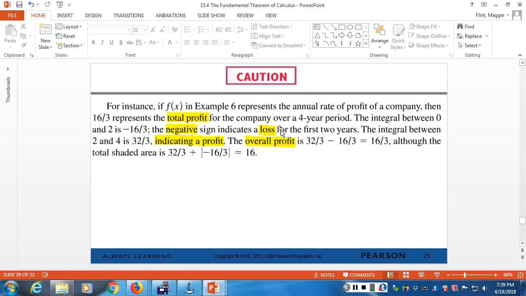So that's actually a loss for the first 2 years. And then the integral from 2 to 4 is 32 over 3, which means they were actually making money. So their overall profit is 32/3 minus 16/3, which is 16/3, although the total of the shaded area is 16. So when you're thinking about an applications problem, you may have to think about it differently.